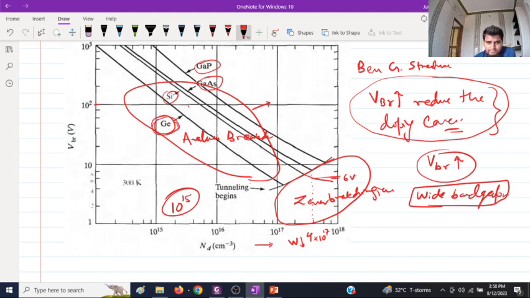You can see that germanium has a low bandgap, and hence its breakdown voltage is also small as compared to silicon. While gallium phosphide has a higher bandgap, and hence gallium phosphide will have higher breakdown voltage as compared to silicon. Only gallium nitride, which has a band gap of 3.4 electron volts, is generally used for space applications.